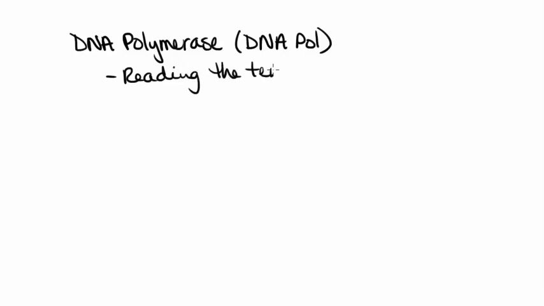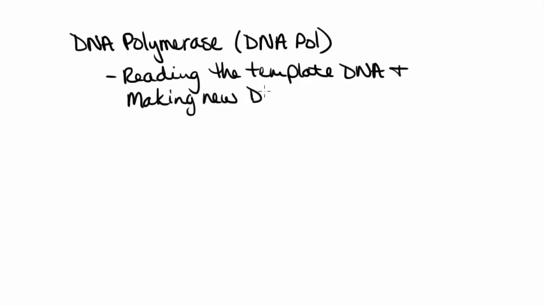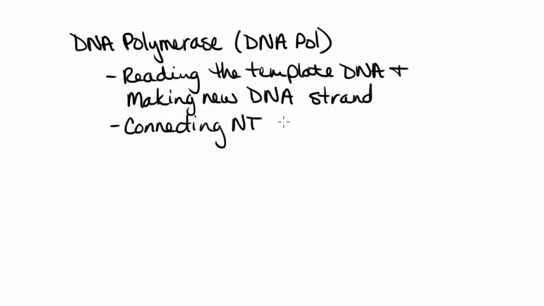DNA polymerase will be responsible for reading the template DNA, and it's going to be making the new DNA strand. As it does this, it is connecting nucleotides together, and when it connects those nucleotides together, it is making phosphodiester bonds.